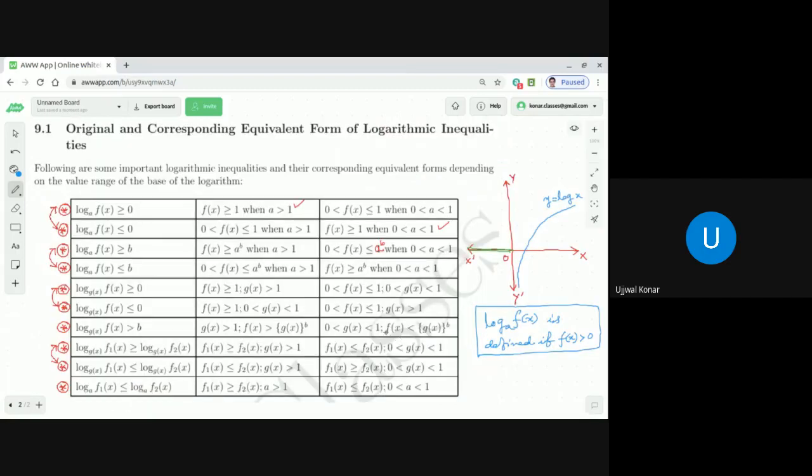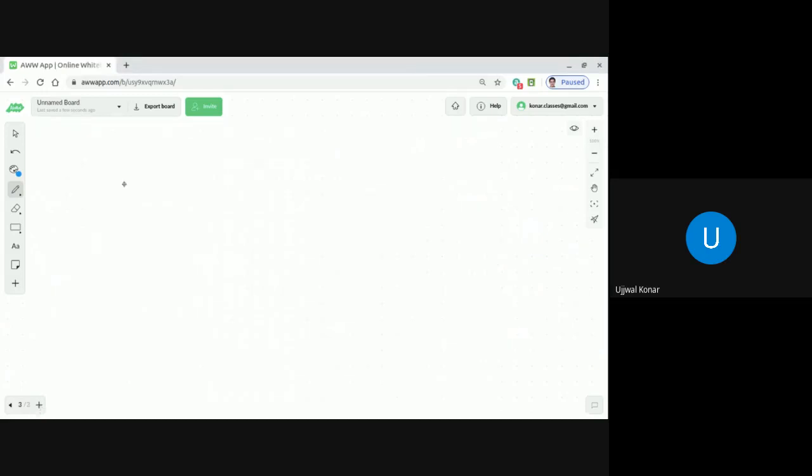Now I hope all of you take a snapshot of this screen, and we will start solving the problems. Let's start with the first one. You are going to get this question in a few seconds. The question is: find the value of x for which log of (3x plus 1) to the base (2 minus x) is positive.